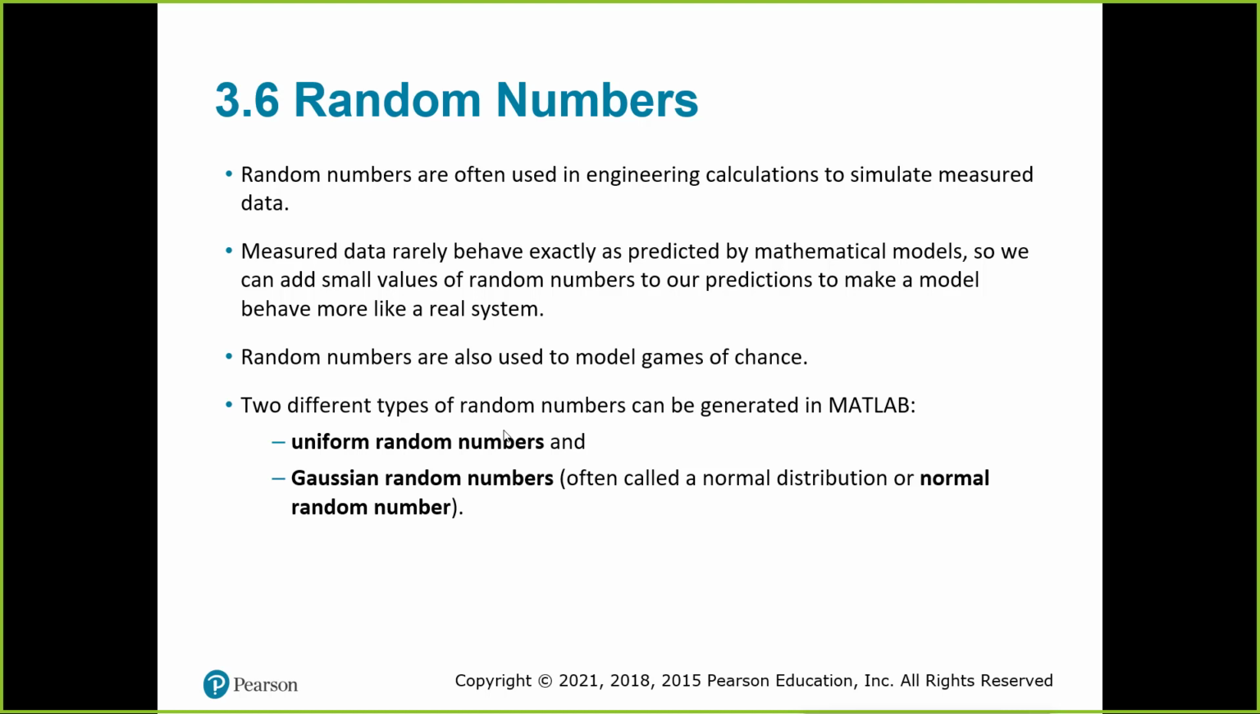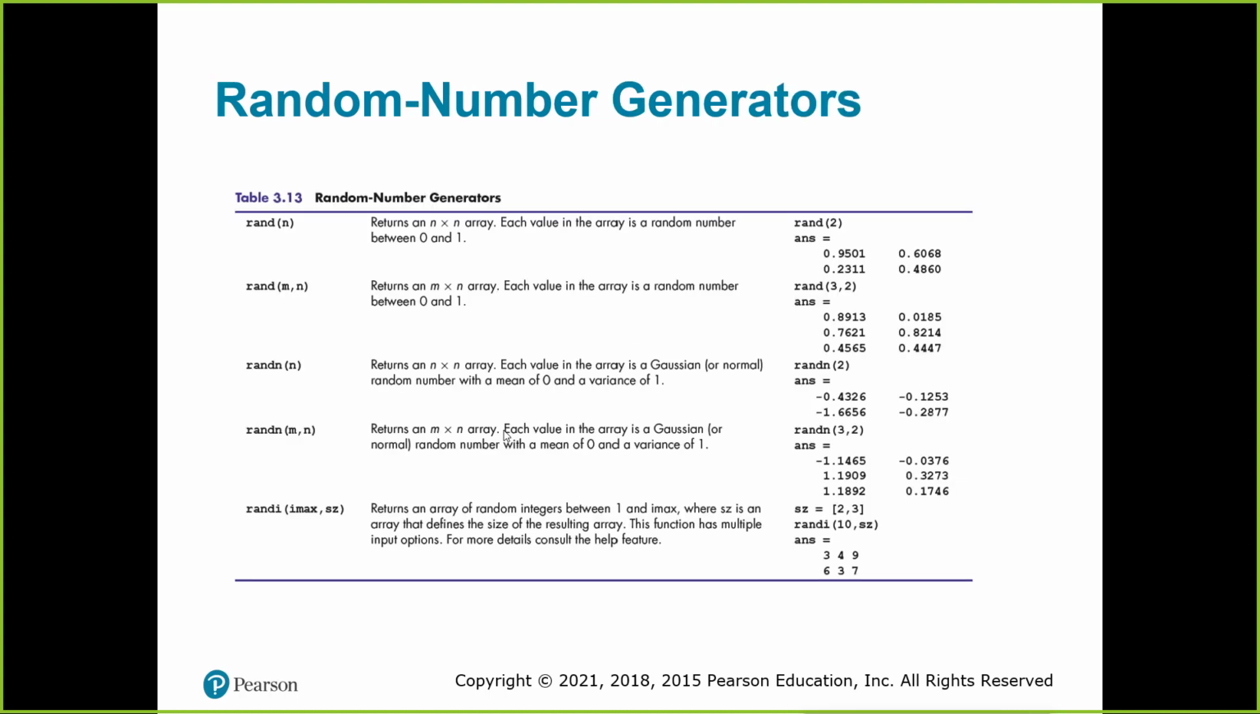Two different types that we use are the uniform random numbers and the Gaussian random numbers, also called normal distribution. So let's see. I think the uniform random number is between 0 and 1, and then the Gaussian number has a mean of 0 and a variance of 1.